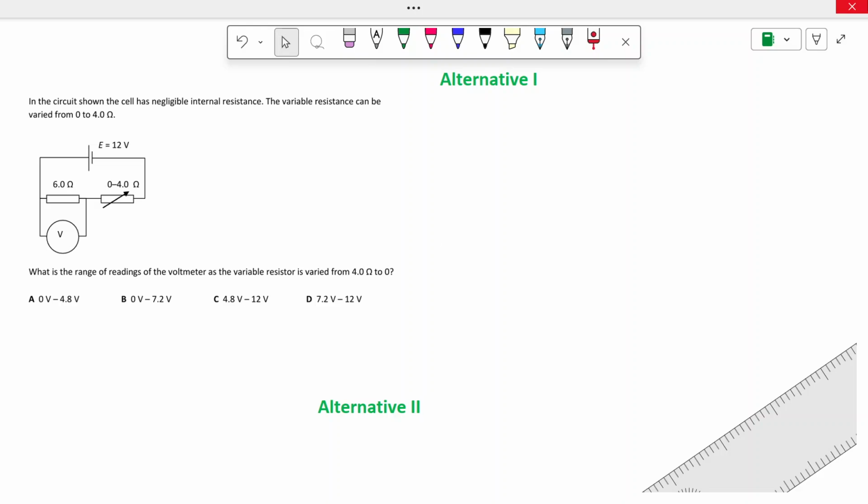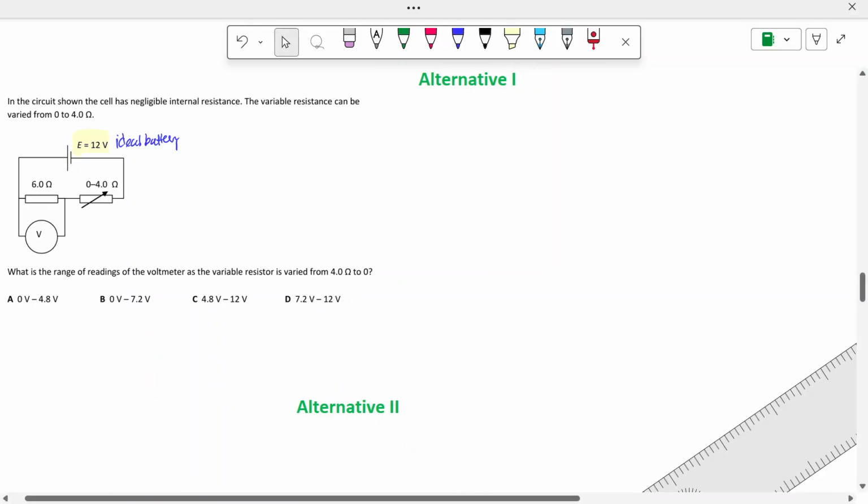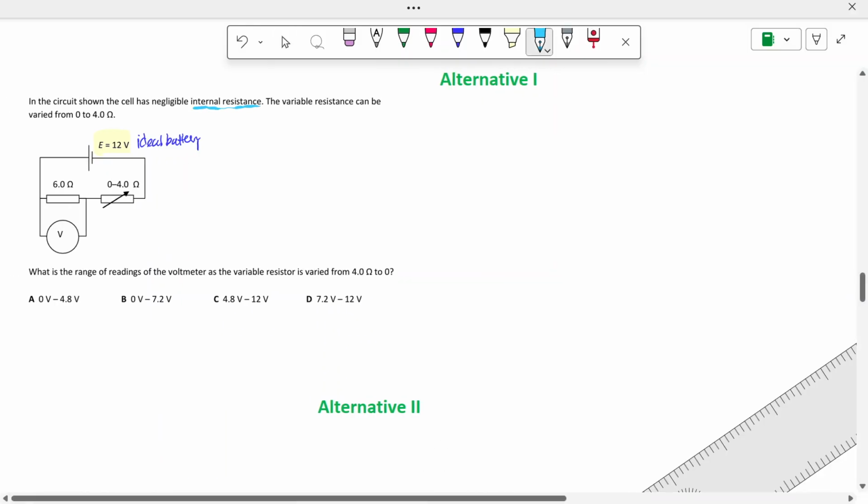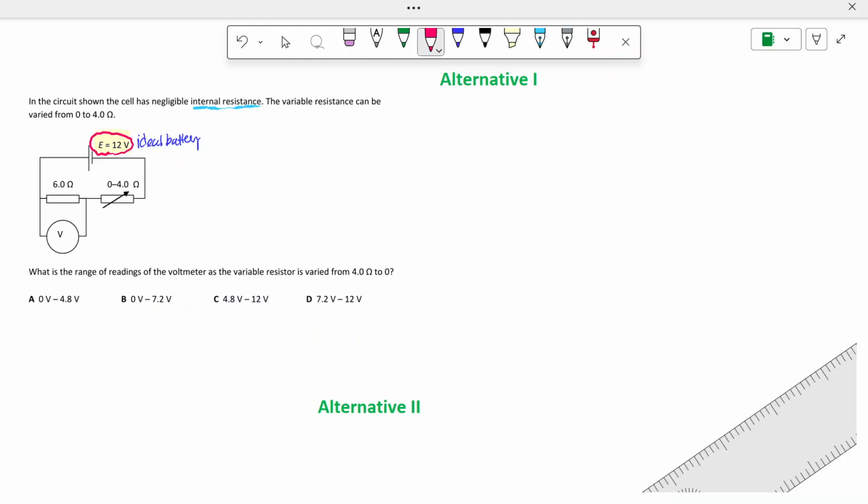Exam style important question: as you see, the circuit where the EMF is 12 volt. By the way, we are assuming here that this is an ideal battery. Why am I saying it's an ideal battery? Because they mentioned that there is no resistance, the internal resistance is negligible, and that is only negligible in the ideal scenario. So it means that all the EMF value, 12 volt, will be distributed to the external resistors.